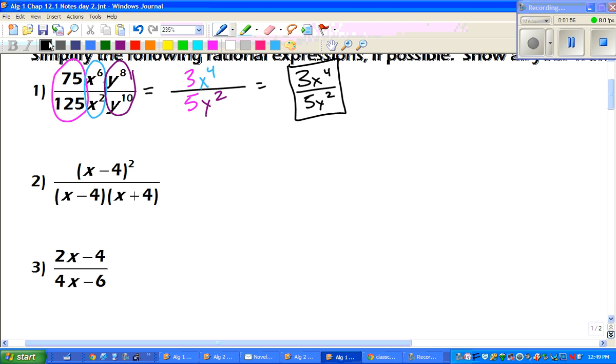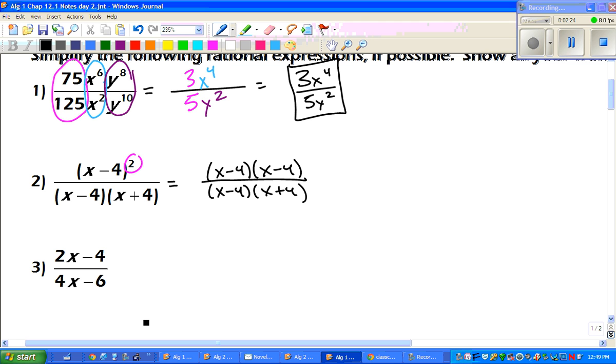All right, number 2. Now, the top we can change because this tells us how many of the base we have. So that means we have 2x minus 4s, and we're not going to FOIL it out because we don't want that. We want it in factored form. We want it to look the way it does.